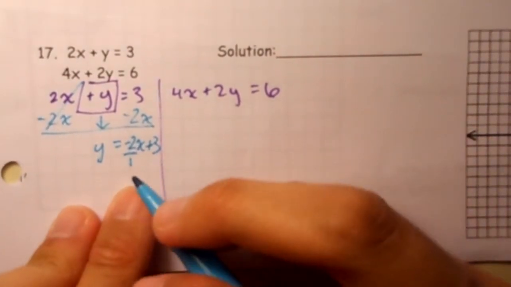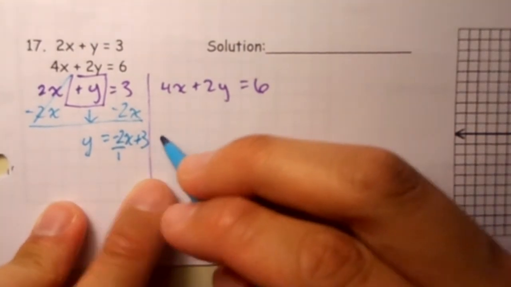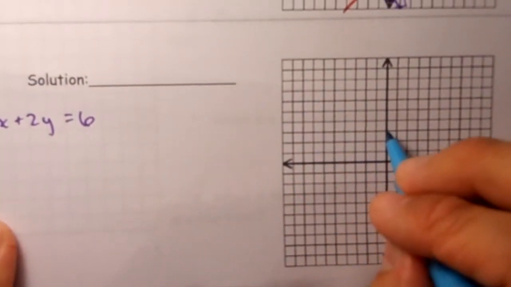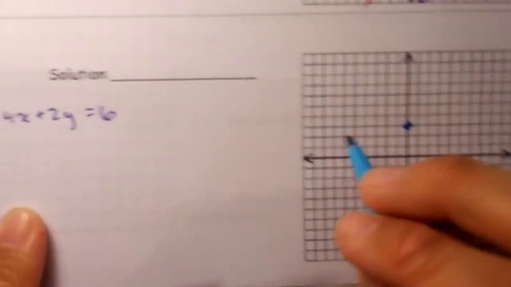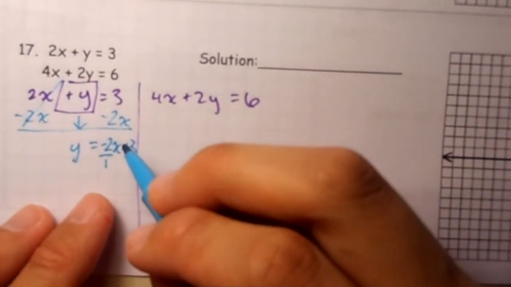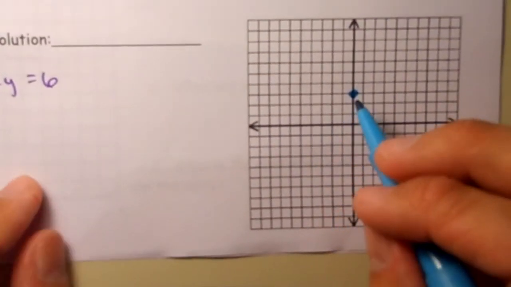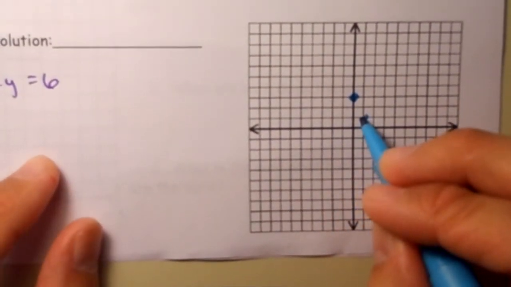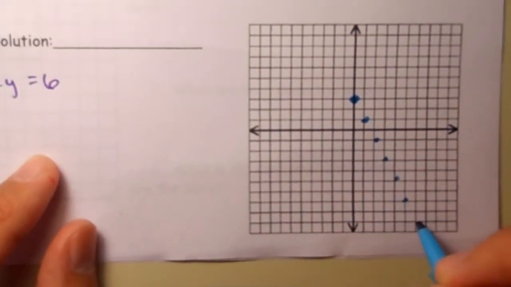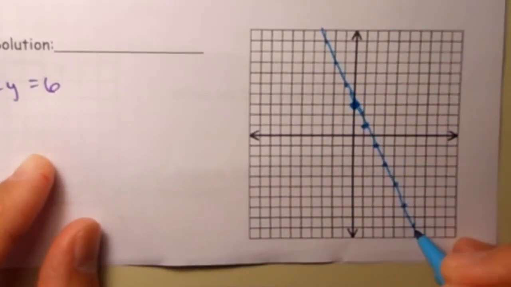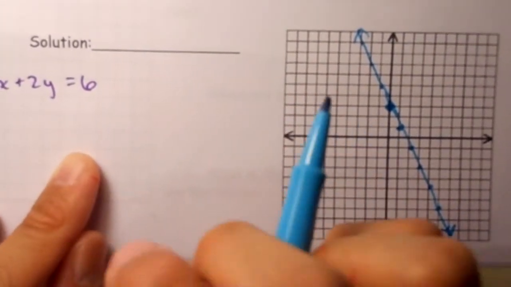I'm going to plot that right away. So my y-intercept is a 3. And from there, I do my slope, my rise over run. Drop 2 into the right one. Drop 2 into the right one. Until you run out of room, then go to the opposite. And there's my first line.